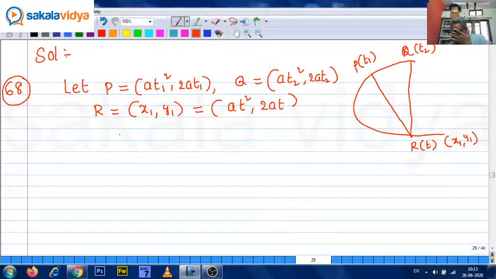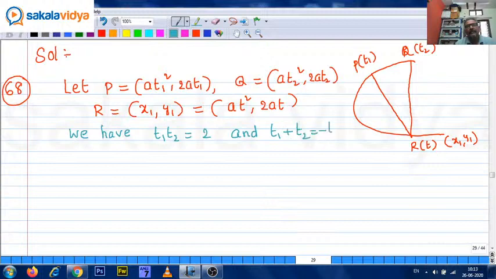So as normals drawn at P and Q meet at T, we have these conditions. You remember always, this will be useful. We have T1 into T2 equals 2 and T1 plus T2 equals minus T. This relation we need to remember.